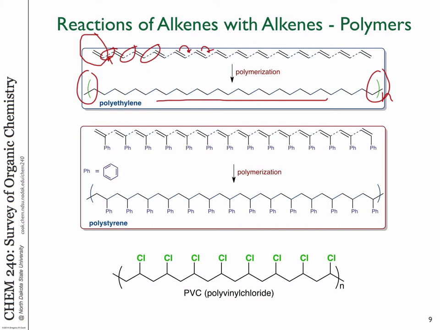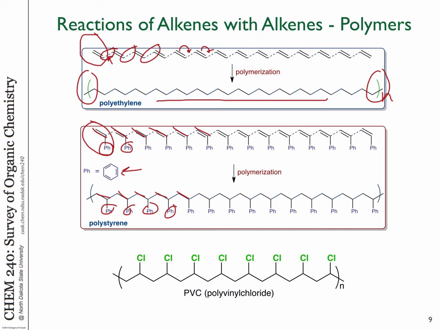This can be done with all kinds of substituted alkenes. Polyethylene is the simplest one. If you have a benzene ring attached to the alkene group, it's abbreviated Ph for phenyl. It's a benzene ring. That's what we refer to as polystyrene. So notice, you have the double bonds here, and the two carbons from each alkene have joined up into this chain, and then the groups that are hanging off are just decorating that chain all the way along, every two-carbon unit.